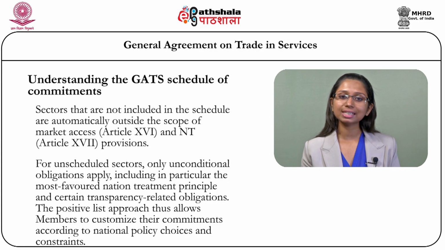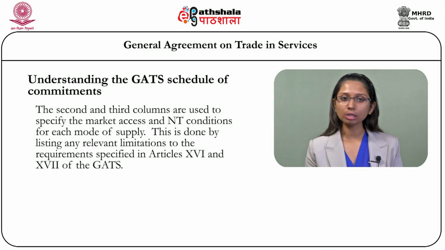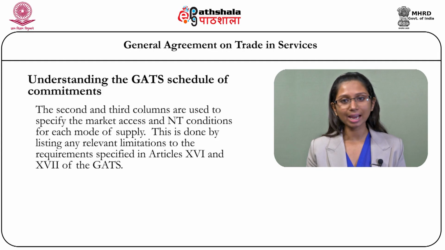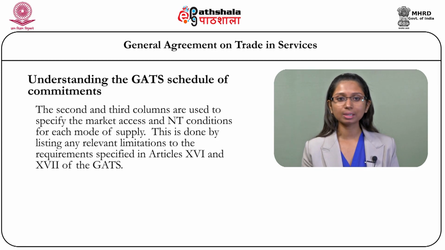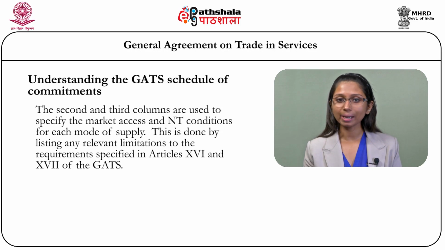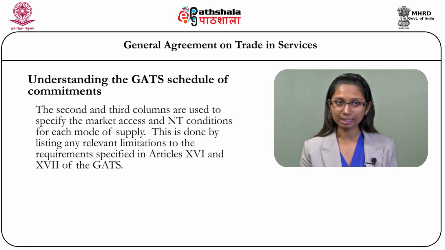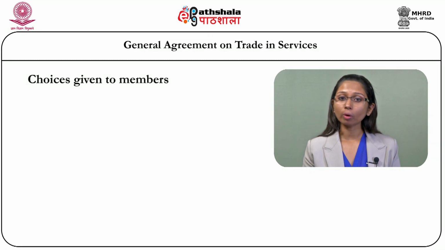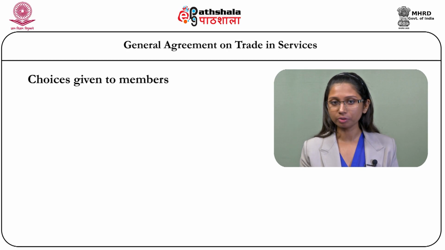Now, moving on to the second and third columns as described in the pictorial graph. The second and third columns are used to specify the market access and the national treatment conditions for each mode of supply. This is done by listing relevant limitations to the requirements specified in Articles 16 and 17. Now, the choices which are given to the members may take shape in the following manners.